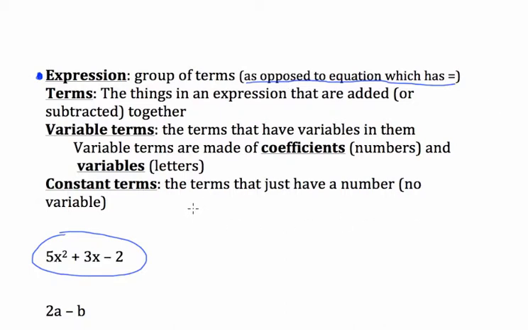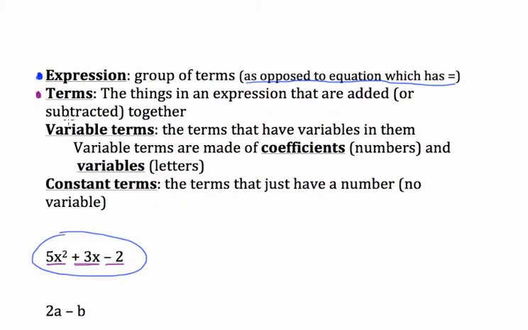Terms. The things in an expression that are added or subtracted together. So for example, 5x squared is a term. Positive 3x is a term. And negative 2 is a term. It usually contains a number and a letter. So sign, number, letter. Sign, number, that one doesn't have a letter. But it's the things that are added or subtracted together. Those are the terms.